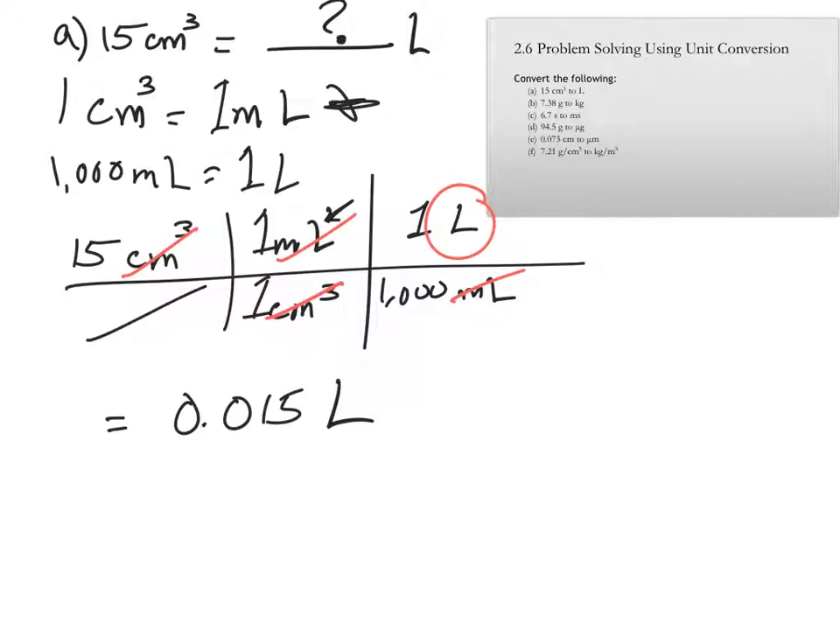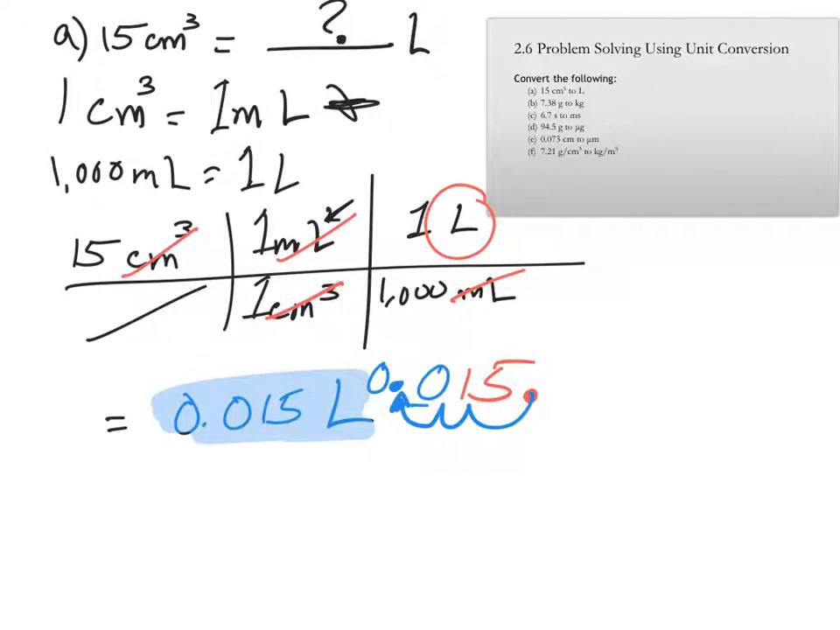Now you can take 15, put a decimal there, and you can move that decimal place 3 times because 1,000 is 10 to the third. And so 1, 2, 3. And you can see there's an empty space there, so you would put a 0 in. Your decimal goes there, and that's how you get the correct answer right here.